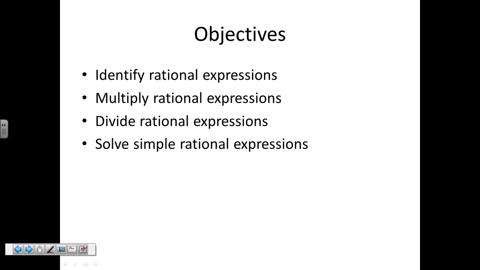Now our objectives for this lesson are to identify rational expressions, that is, what the heck are they? We're going to look at how to multiply rational expressions as well as how to divide rational expressions, and then we're going to take a look at solving some simple rational expressions.